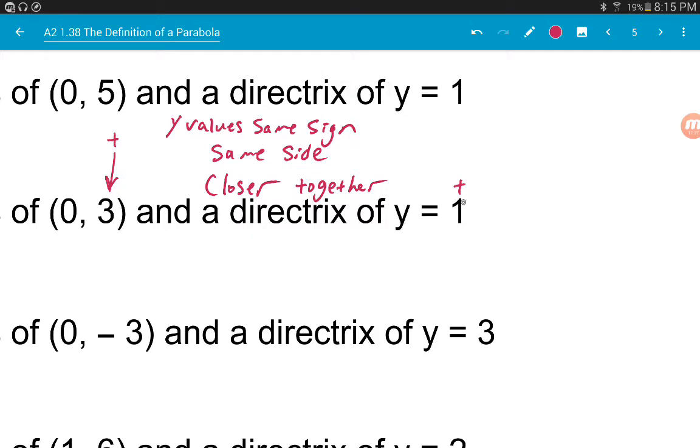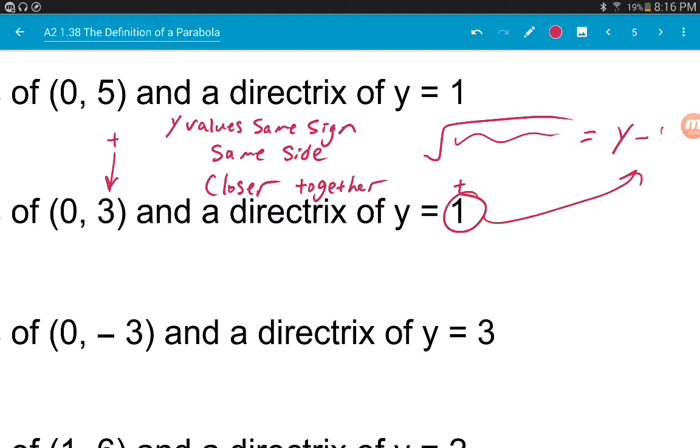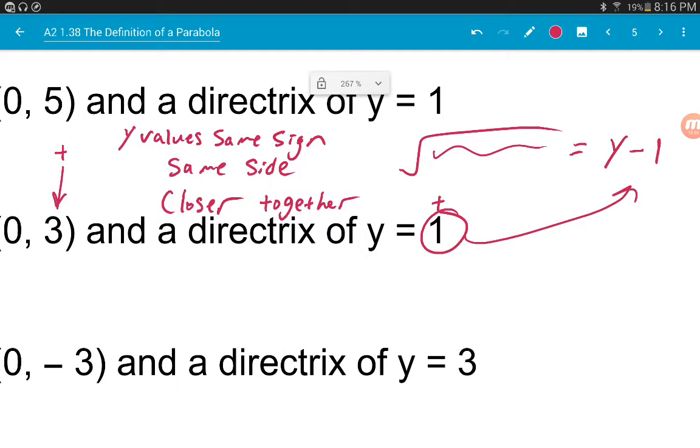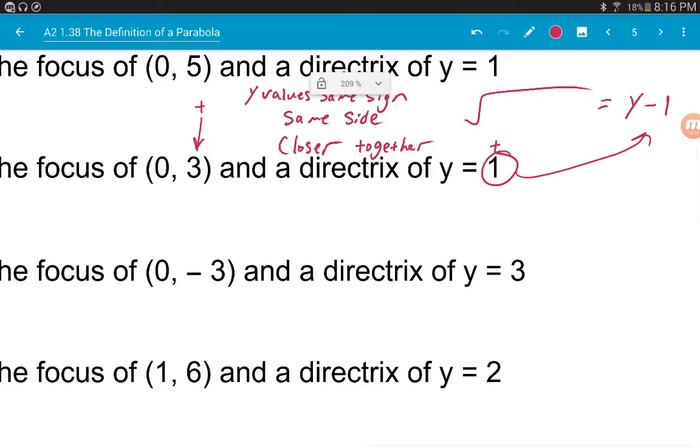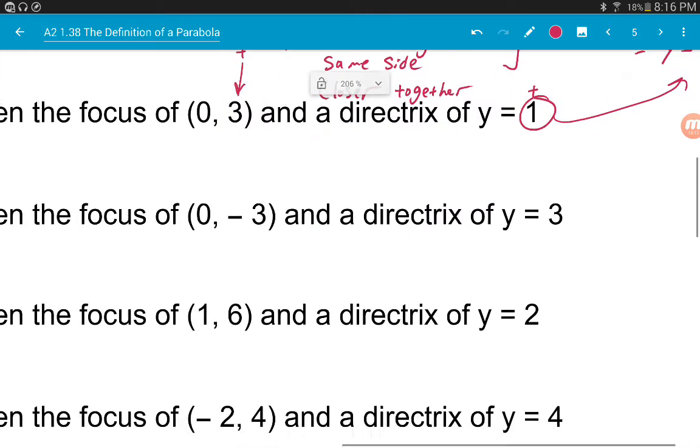And since they're closer together, my distance formula, which is set up the same way, is going to be equal to y minus 1. You would set up the distance formula the same way, right, with 2 points, with the focus point and the point x, y. You would still set that up the same way. I'll do a couple of these and then I'll show you exactly what I mean.